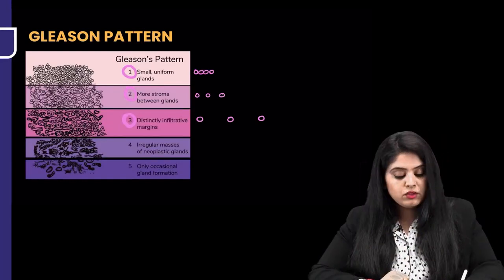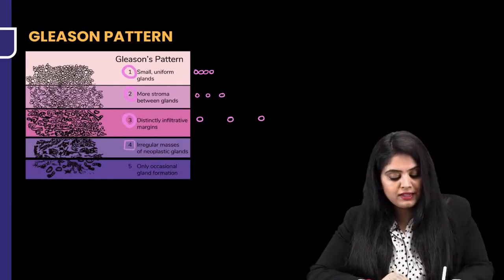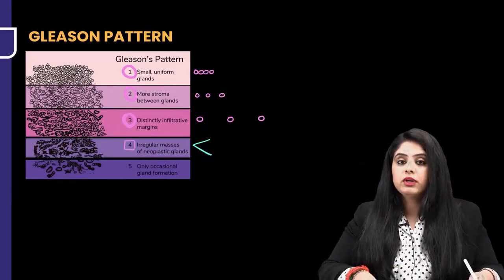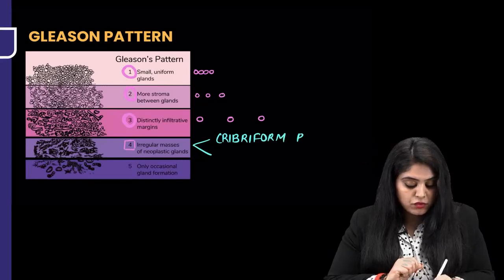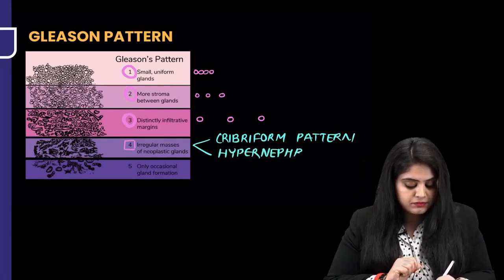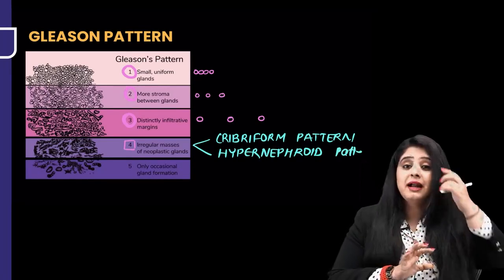Sorted. Coming to pattern number 4, there are 2 patterns that come under it. What are the 2 patterns? There is something known as the cribriform pattern. I will show you its photo in a while. And the other one is known as the hypernephroid pattern. These are in pattern number 4.